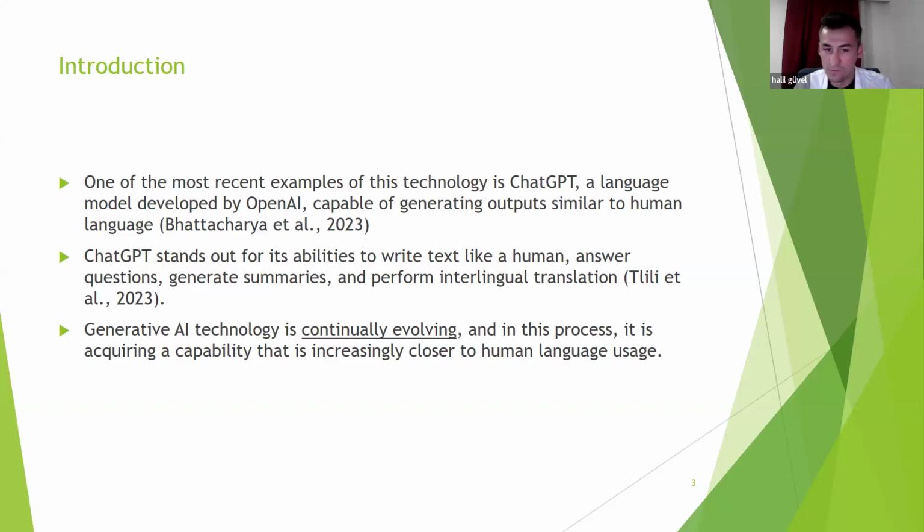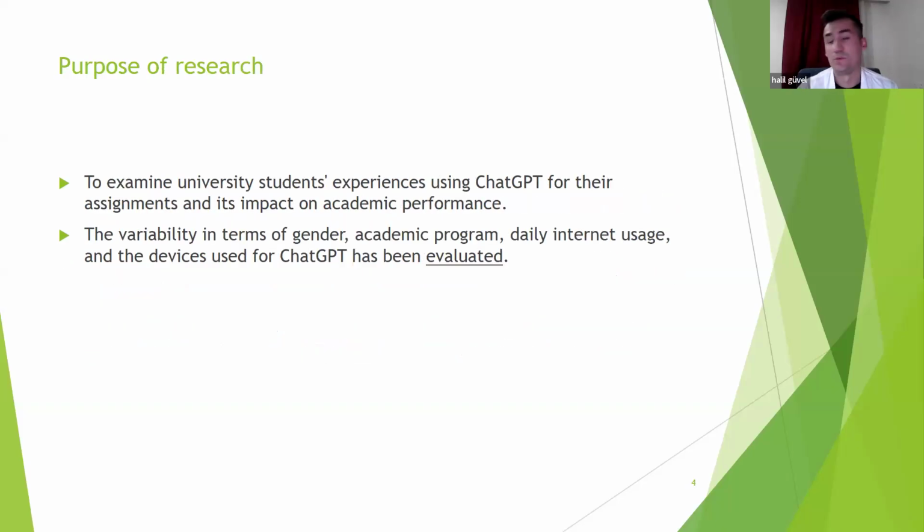And we have a lot of this kind of technology right now, like Gemini. We can say a lot of these tools are already emerging in artificial intelligence, and generative AI technology is continually evolving and acquiring a capability that is increasingly closer to human language usage. The purpose of this research is to examine university students' experiences using ChatGPT for their assignments and its impact on academic performance.